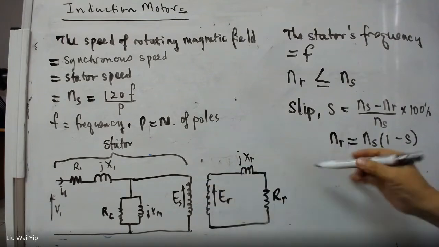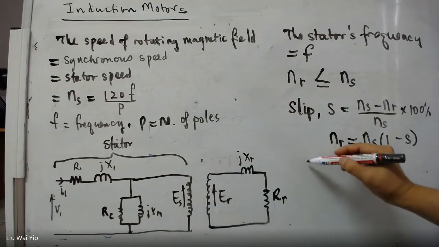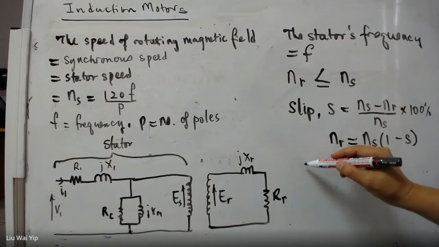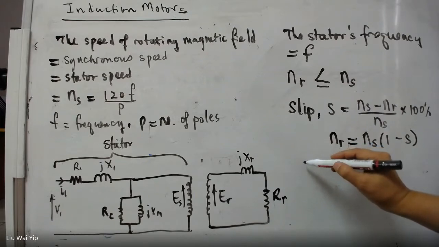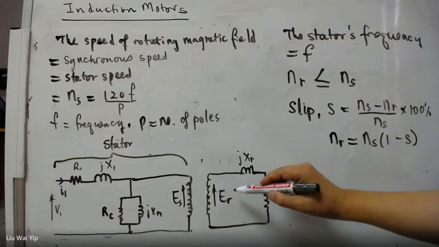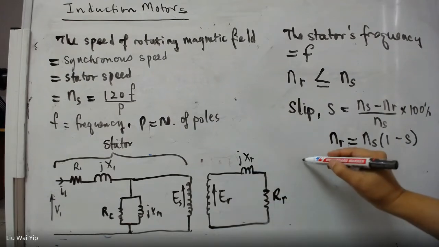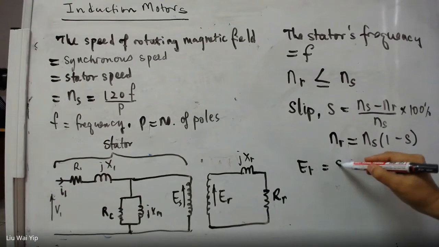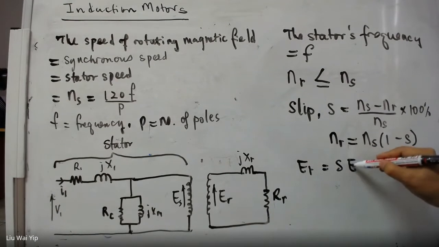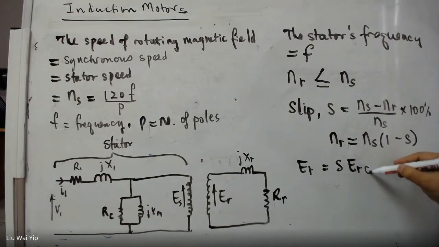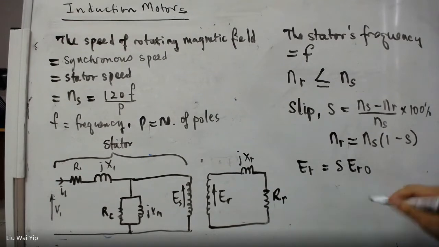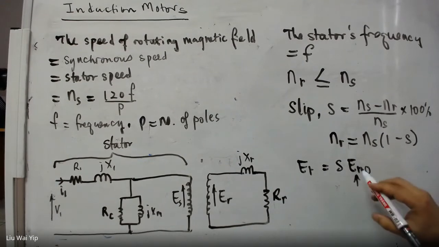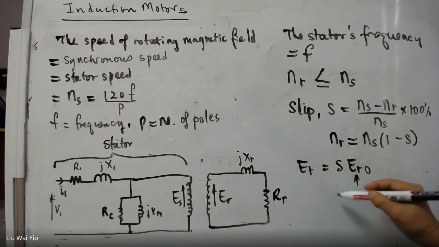Another one is the voltage of the rotor, which is going to be s times ER0. ER0 is the rotor voltage at standstill.